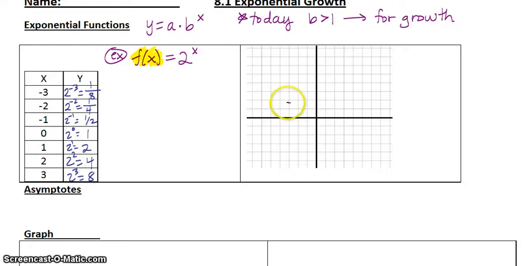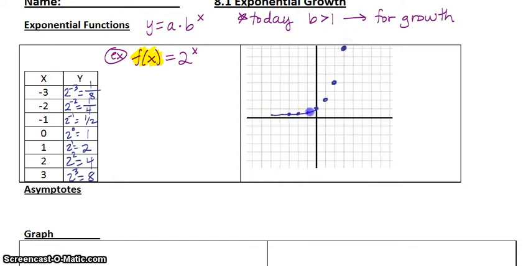Alright, and then I'm going to graph the points I have. So it's kind of tricky. Just do the best you can when I get to these really small numbers, but I got negative 3 comma 1/8. Again, just do the best you can. Negative 2, 1/4; negative 1, 1/2; 0, 1; 1, 2; 2, 4; and 3, 8. 1, 2, 3, 4, 5, 6, 7, 8.